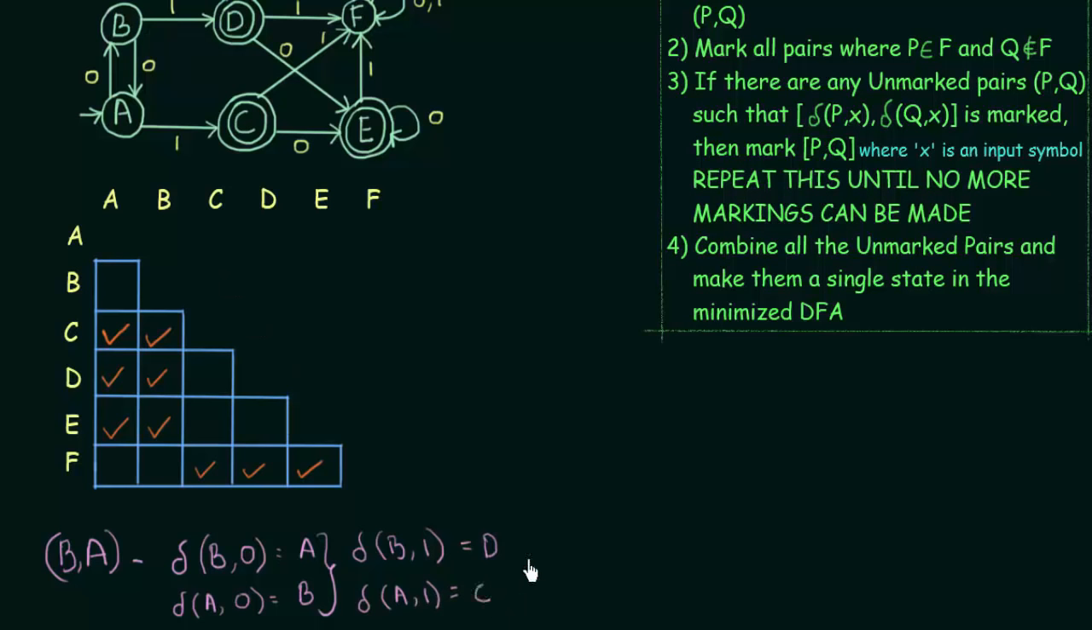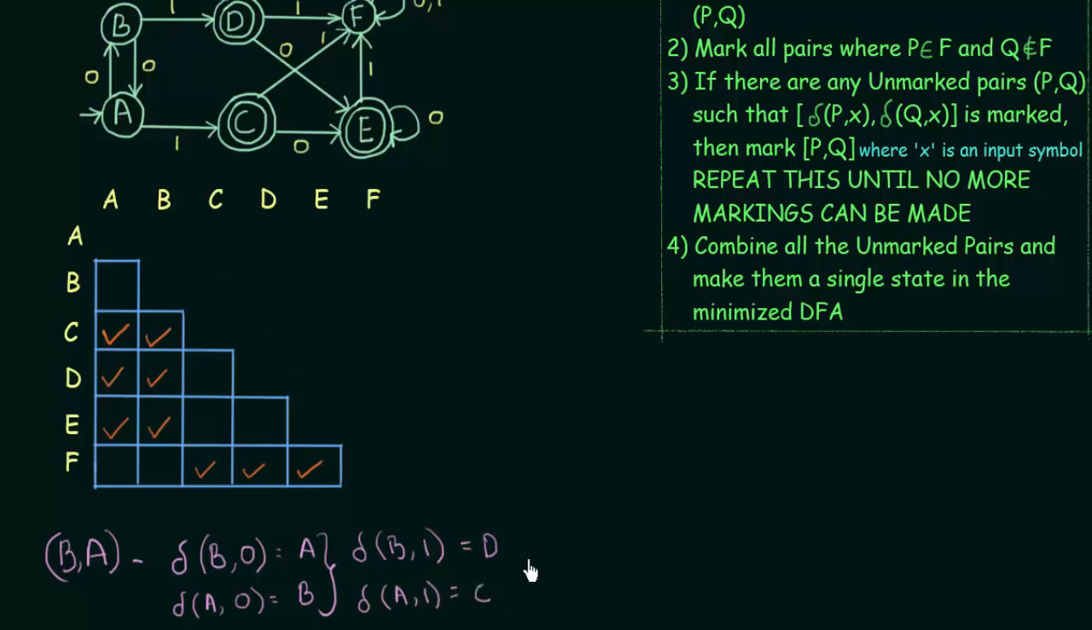Now let's come to this one. What is this? This is the pair FA. Let me write it here. Pair FA. So we have to check where F goes on input 0 and where A goes on input 0. F on input 0 goes to F itself. And A on input 0, where does it go? It goes to B. Now you are getting a pair called FB. Now check where FB is. F and B. It is this cell, and it is not marked. So since it is not marked, you cannot do anything right now.